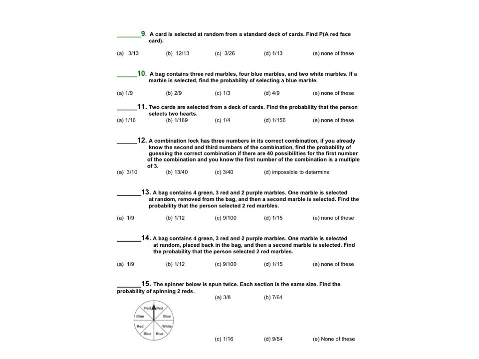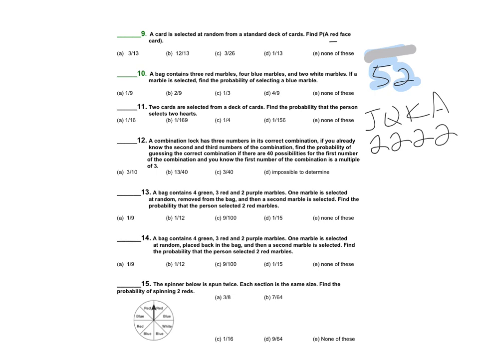Problem 9: a card is selected at random from a standard deck of cards, so there's 52 total. Find the probability of getting a red face card. Well, the face cards are jacks, queens, kings, and aces, but you need a red face card. So although there's 4 jacks, only 2 of them are red. So there's 2 red jacks, 2 red queens, 2 red kings, 2 red aces. So it's going to be 8 out of 52, and that reduces to 2/13.